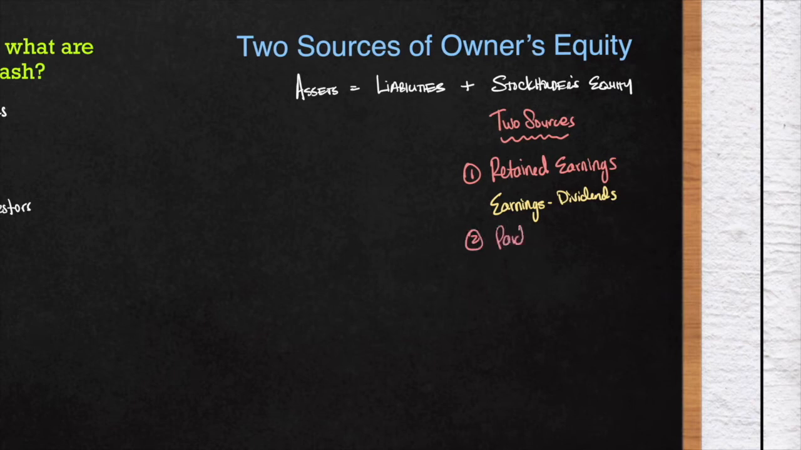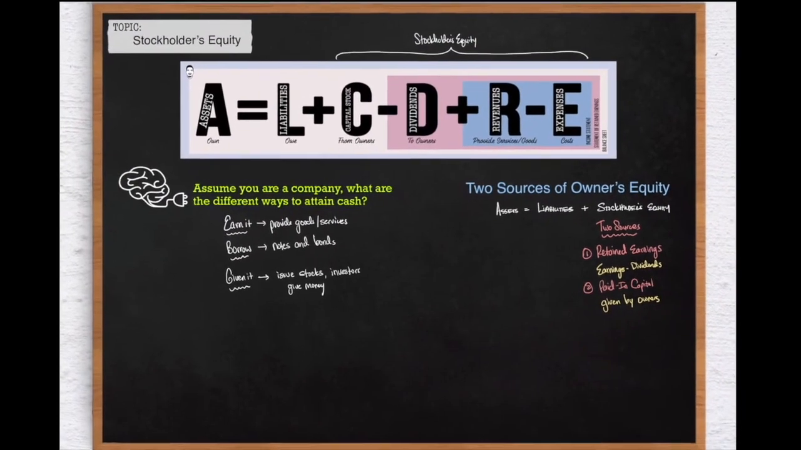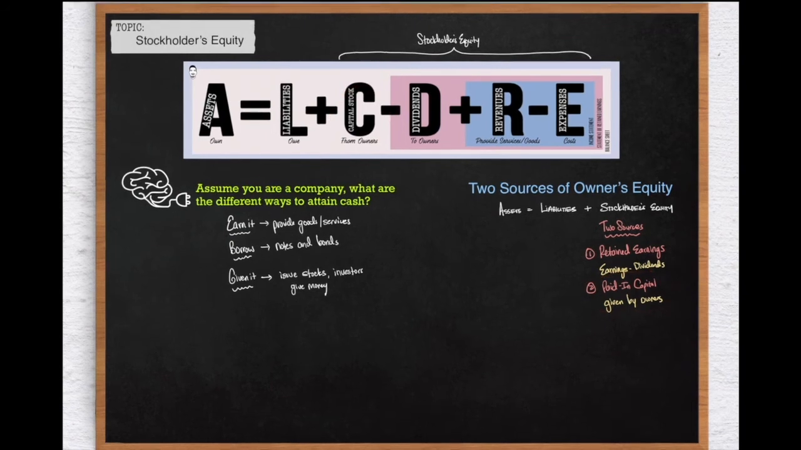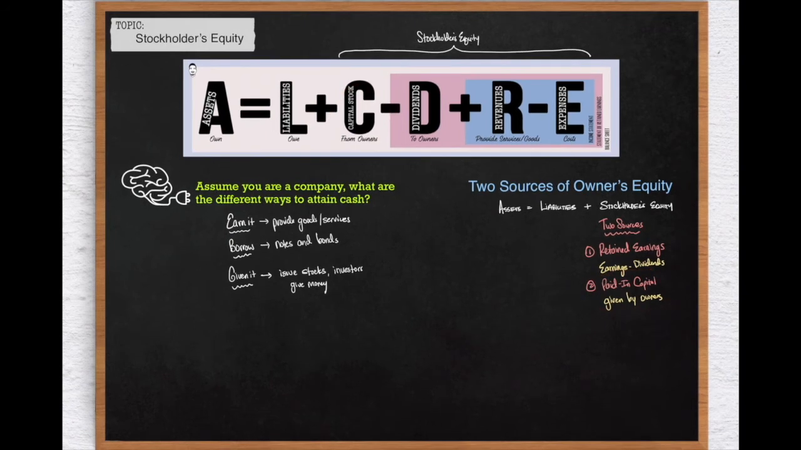The second source or second section of the stockholders' equity section on the balance sheet is under paid-in capital. Paid-in capital is what's given by the owners. And there you have it, retained earnings and paid-in capital. One is how the business did minus the dividends. And the second one is what the investors gave in respect to money in exchange for stock and ownership.